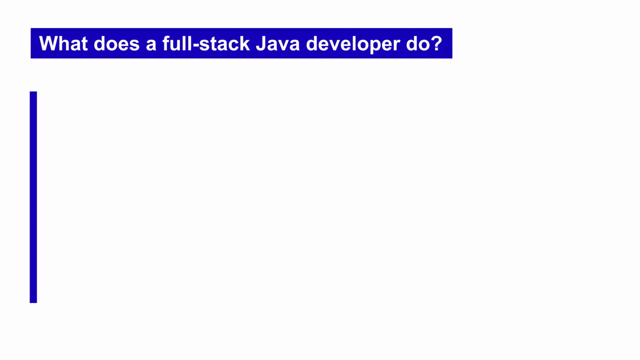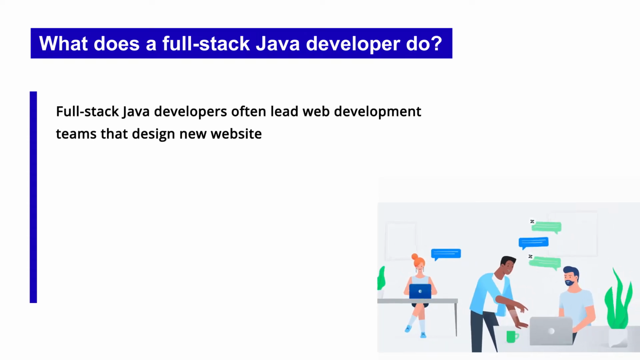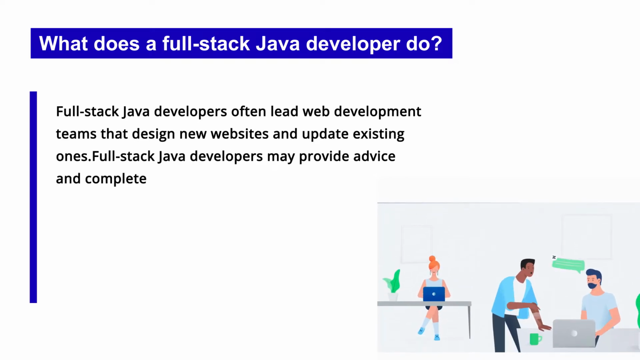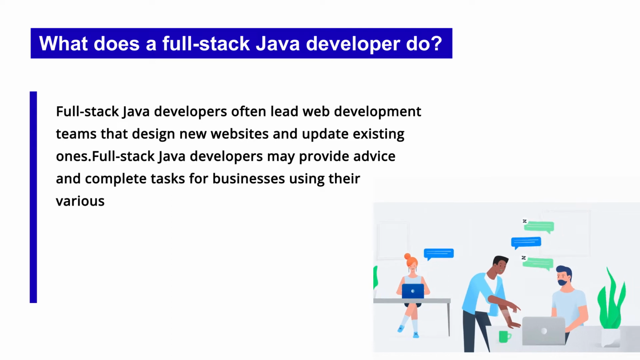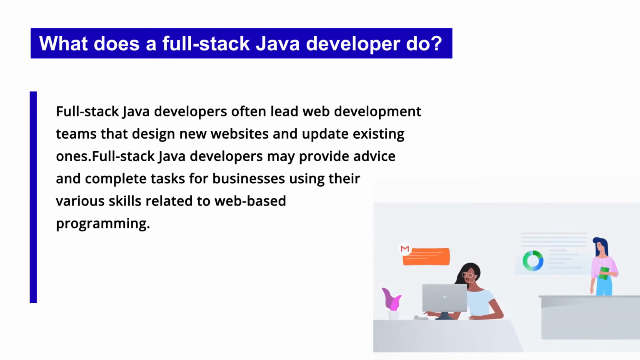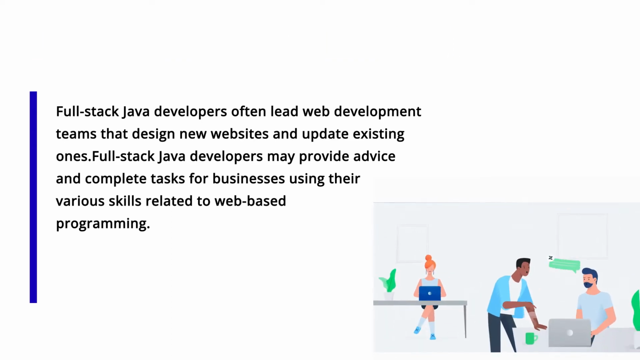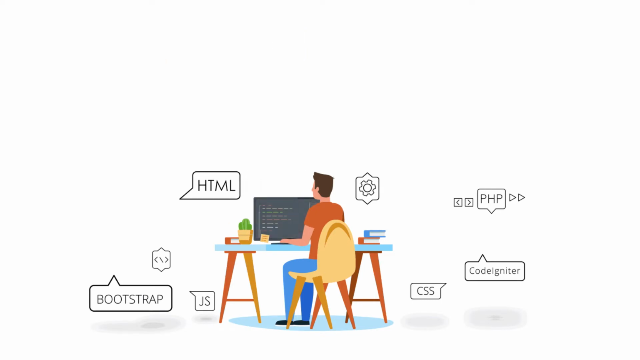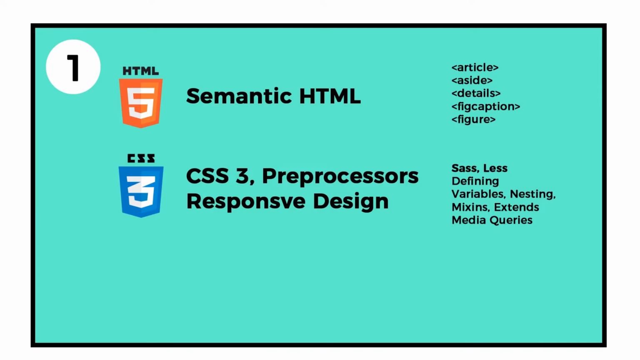What does a full-stack Java developer do? Full-stack Java developers often lead web development teams that design new websites and update existing ones. They may provide advice and complete tasks for businesses using their various skills related to web-based programming. To become a successful and better full-stack Java developer, you must have knowledge of these 7 technologies.